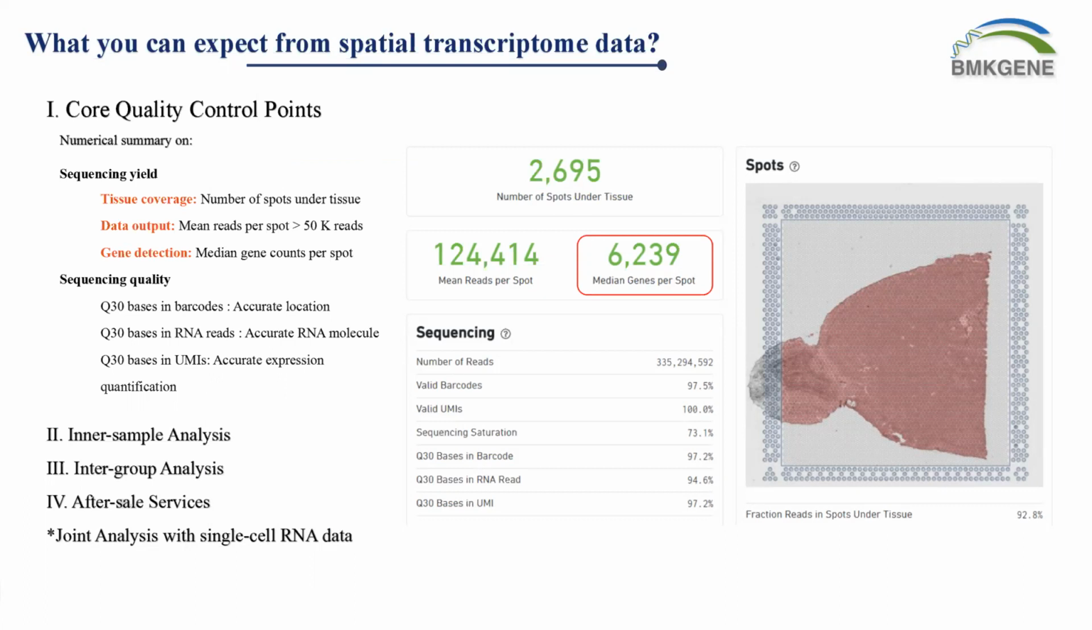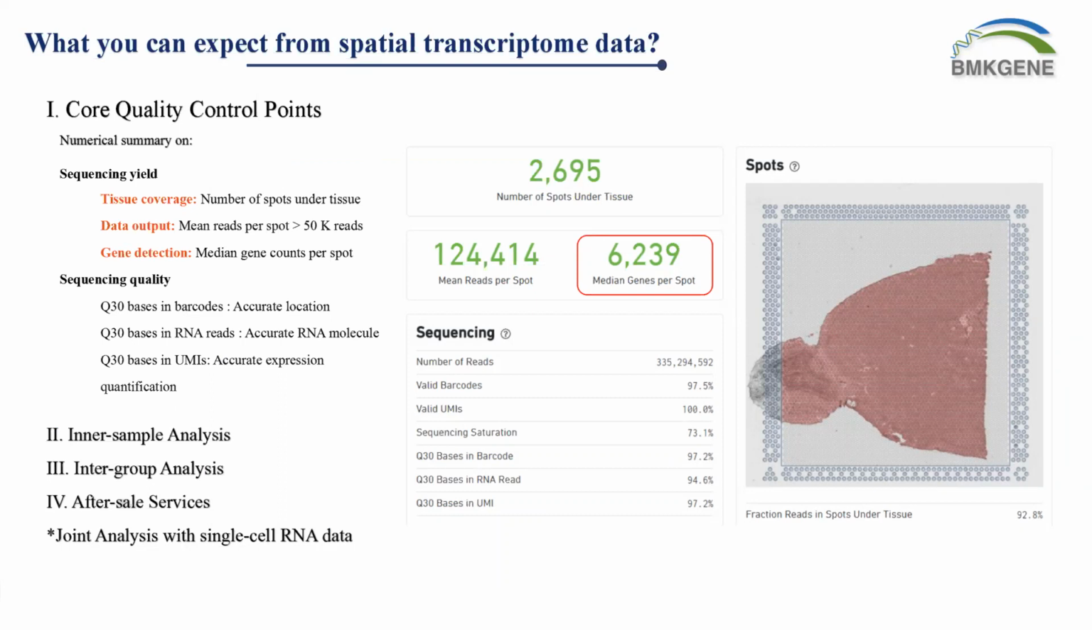And the most important indicator here is the gene detection per spot. Normally the number of gene detection per spot is around, say, 1,000 to 5,000, depending on different tissue types and also the performance of the experiment. If it is within that range or a little bit larger than that range, that means it's a very good data set that can be used for the downstream analysis.